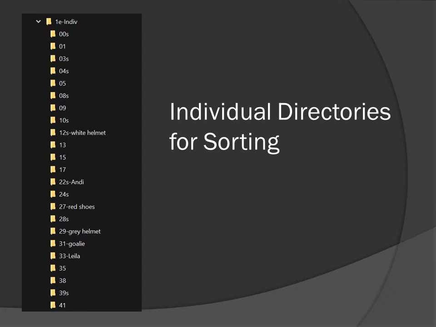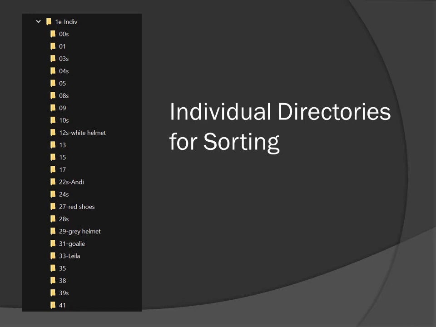Top level directory. 1E-individual. The number is arbitrary. In my case, it just happens to be 1E. But then everything under that, 00, 01, 03, 04, 05, these are the jersey numbers. The S after the name and the number in this case stands for senior. So 00 is a senior. 03 is a senior. 04 is a senior.